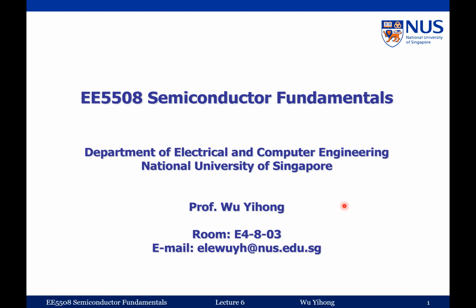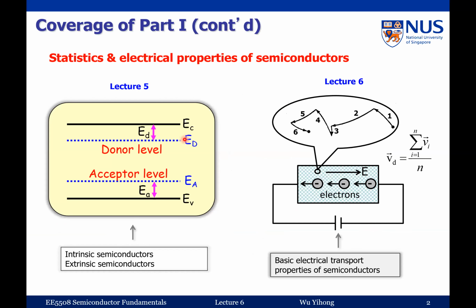Okay, let's start lecture 6, which is the last lecture of part 1. In lecture 5, we learned how to calculate the carrier concentration in the semiconductor. So basically, we have both electrons and holes in the semiconductor. And for both electrons and holes, we have two sources for generating movable carriers. One is the intrinsic mechanism, and the other is extrinsic.